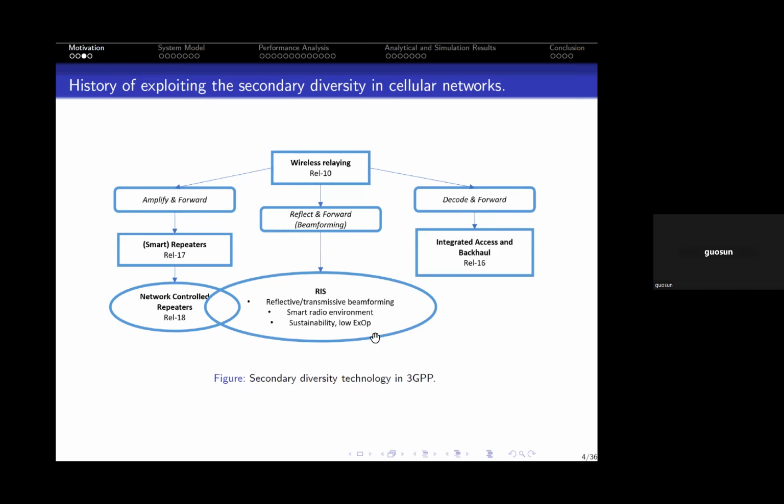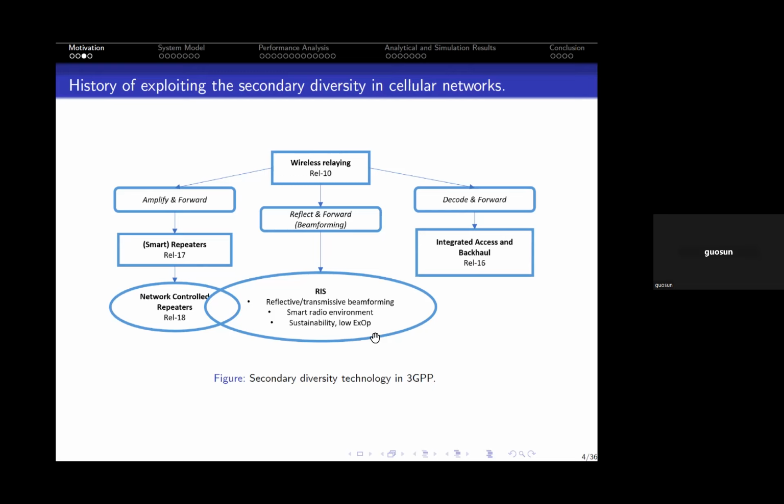And this technology keeps on evolving. If you look at the left side branch, the amplify-and-forward relay becomes smart repeaters and then network-controlled repeaters. It repeats the same analog signal, and the network-controlled repeater can provide some beamforming functionalities. And then on the right-hand side, the decode-and-forward relay is a real secondary source. We're not going in this direction.